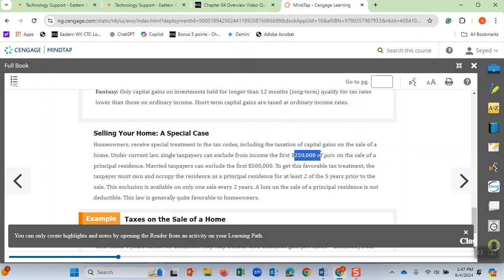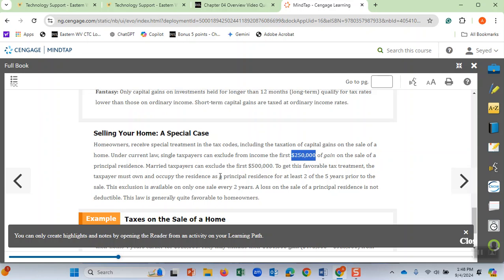Therefore, if you sell your house for, let's say, $400,000, you bought it for $100,000. Yeah, and then the government is going to forgive part of it. That means when you sell it for $400,000, you bought it for $100,000, you make $300,000. Out of $300,000, $250,000 of it, you won't pay any taxes on it. All you have to do is for the remaining, which is only $50,000, you pay taxes.